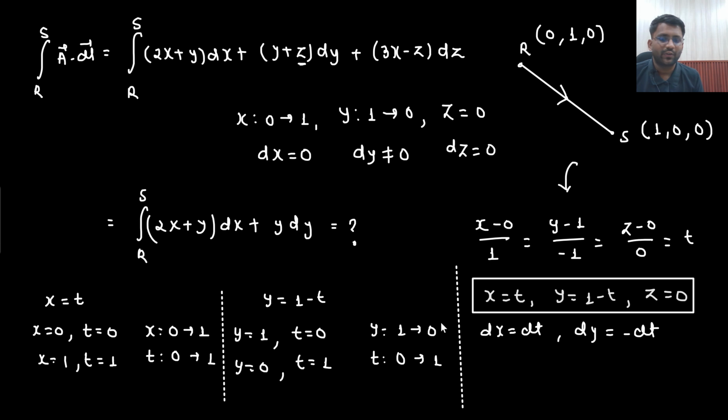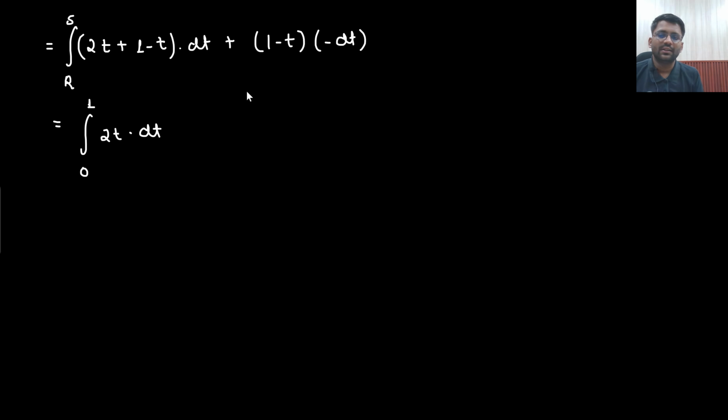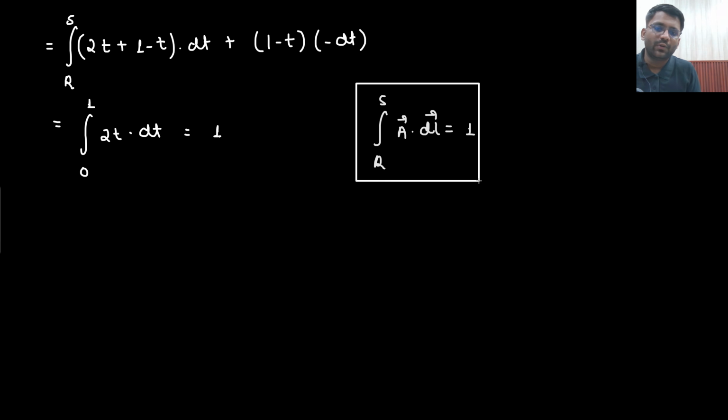I need to find out the limit of t. So if x equals t only, x is going from 0 to 1, so t is also going from 0 to 1. Or you can find it with respect to y as well. Both will give the same answer. Simply I put it, I got the answer. When you integrate, the integration will come out to be 1. So from R to S, A dot dl is also coming out to be 1 only. There you go.